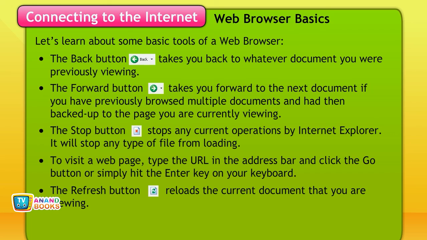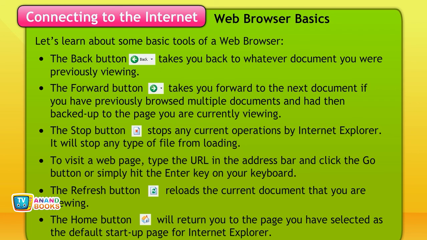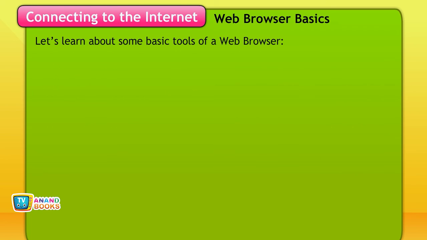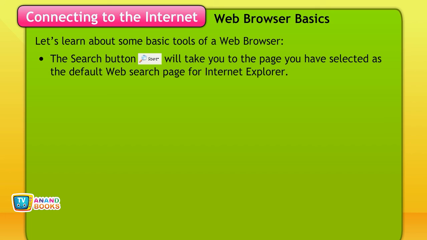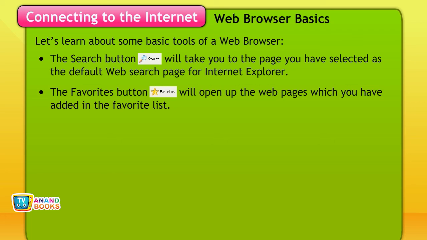The refresh button reloads the current document that you are viewing. The home button will return you to the page you have selected as the default startup page for Internet Explorer. The search button will take you to the page you have selected as the default web search page for Internet Explorer. The favorites button will open up the web pages which you have added in the favorites list. The print button will bring up a print dialog box.